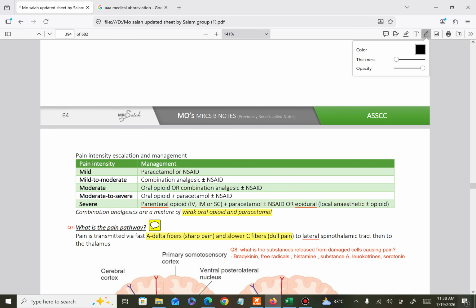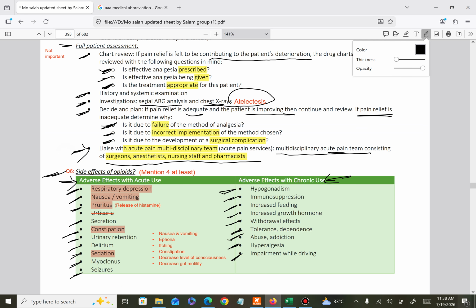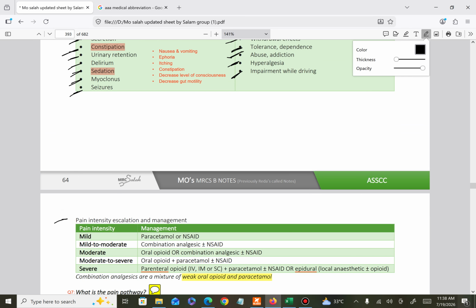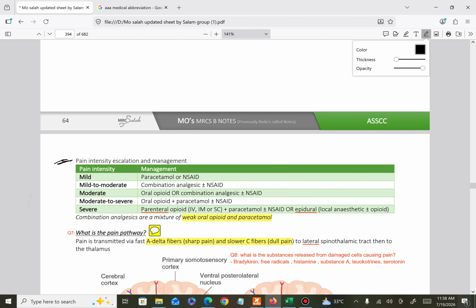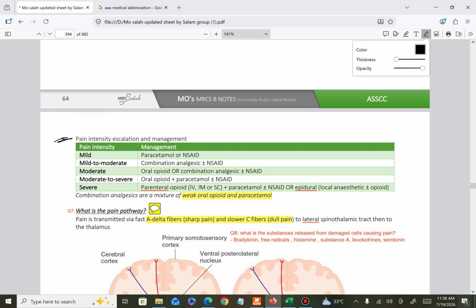Now, pain intensity escalation and management. So if there is mild pain, then paracetamol or NSAIDs should be given. If the pain is mild to moderate, then combination analgesia, which is a mixture of weak oral opioids and paracetamol. So in mild to moderate pain, we will give the combination analgesia with or without NSAIDs.